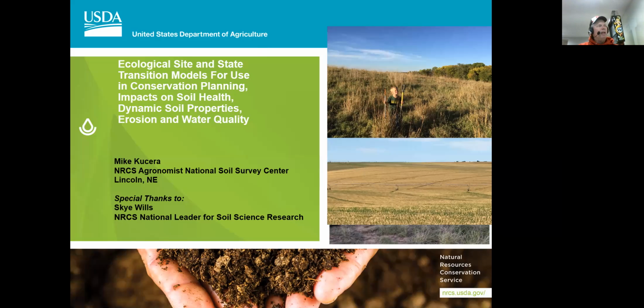I'm going to cover ecological sites, state and transition models within those ecological sites for use in conservation planning, and relaying the impacts on soil health, dynamic soil properties, erosion, and water quality.